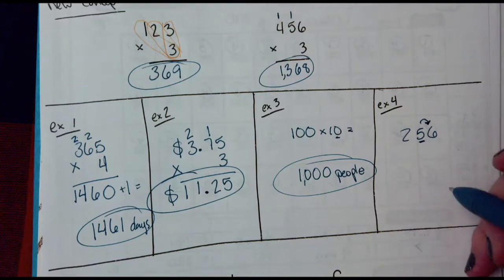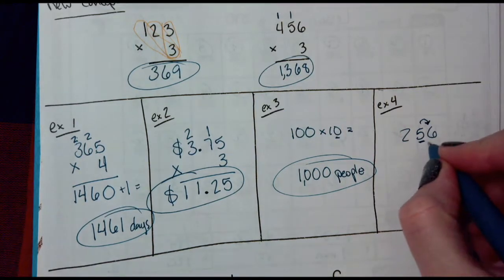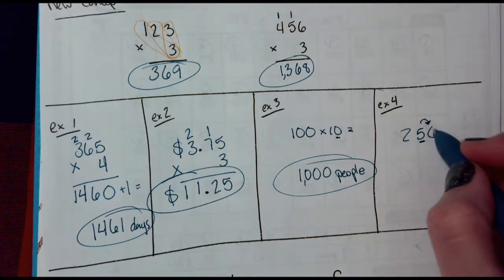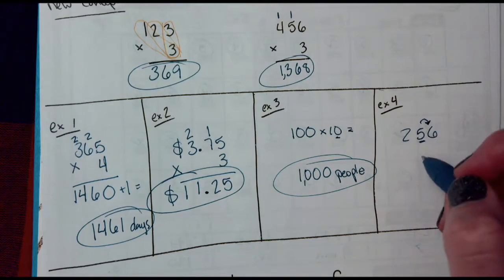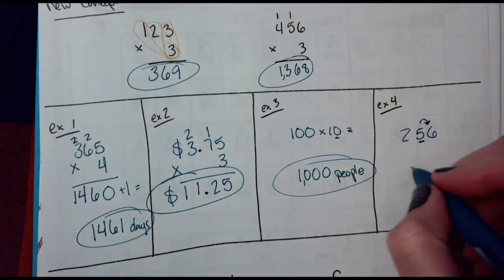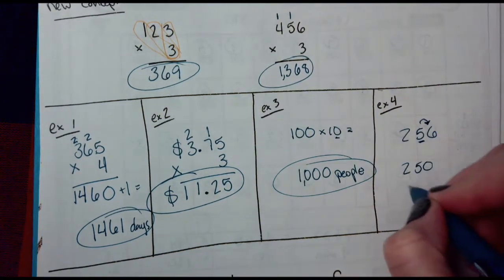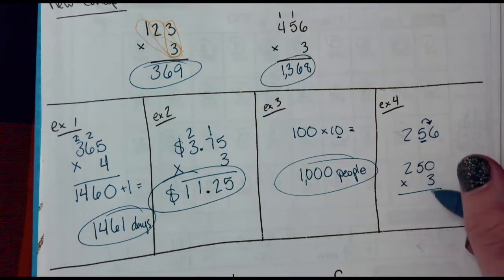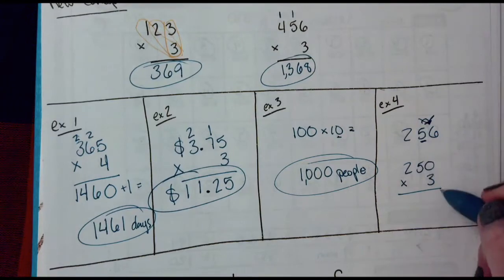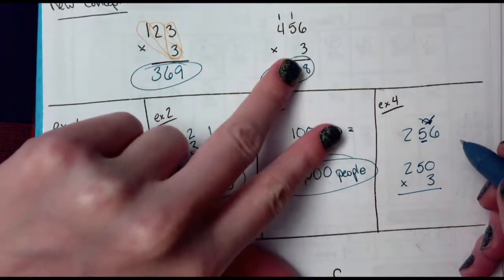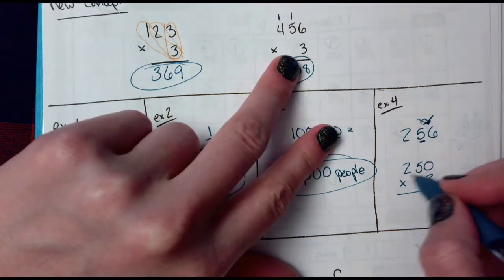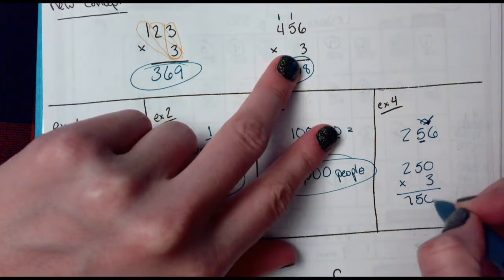5 looks at the 6. The 6 says go up one time, but actually I changed my mind. Let's just keep it at 250 because that's a really compatible number to multiply by 3. Because if we think about 25 cents times 3, we get 25, 50, 75. So 250 times 3 is going to be 750.